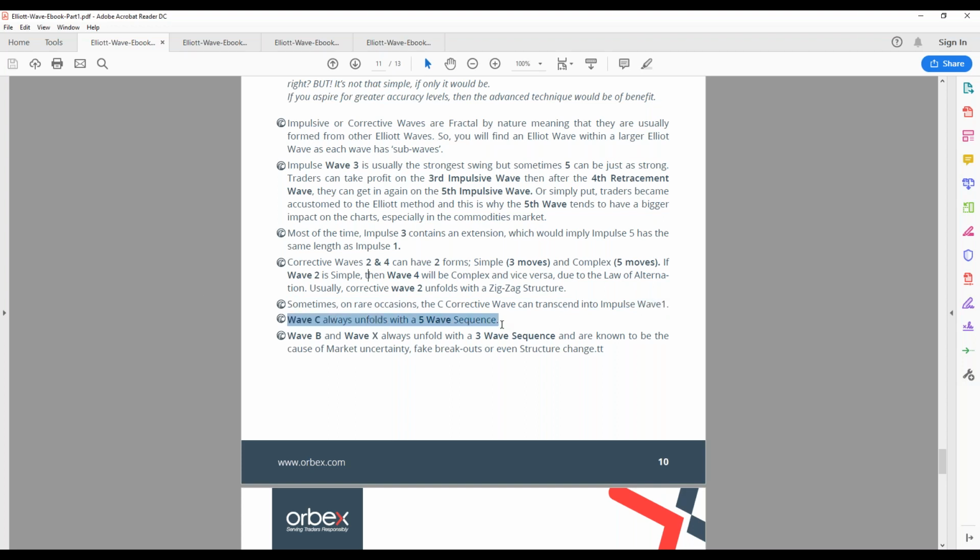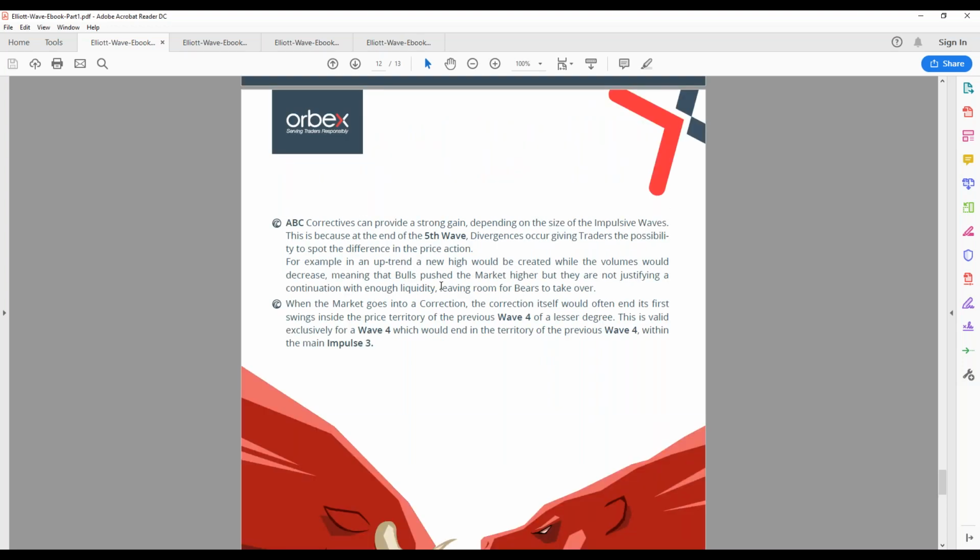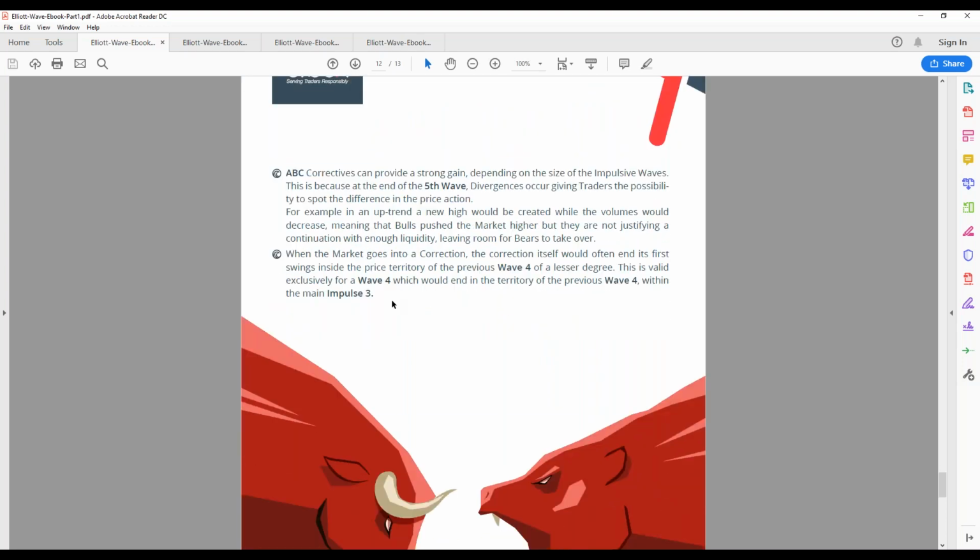Wave C always unfolds with a 5-wave sequence. Yes, never label a wave C with an ABC, yeah? And wave B, wave X always should be labeled with a three swings sequence, yeah? Under no circumstance should a wave B or wave X be labeled as a 1, 2, 3, 4, 5, ever.